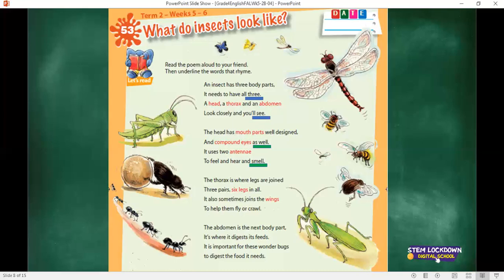Then my next stanza, number 3. Joined and wings don't rhyme. So the next 2 words I've got are all and crawl. Then in the last stanza, pot and bugs doesn't sound the same, so it can't rhyme. Now I've got feeds and needs. Okay, so that was quite easy to find all our rhyming words. But now we need to look at some questions.